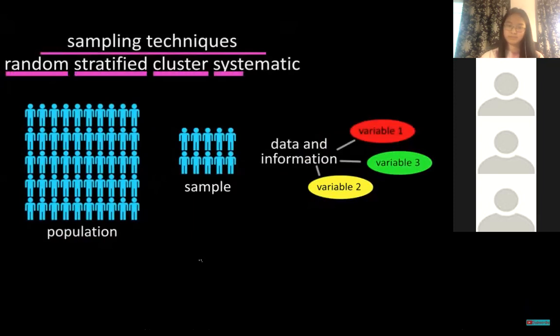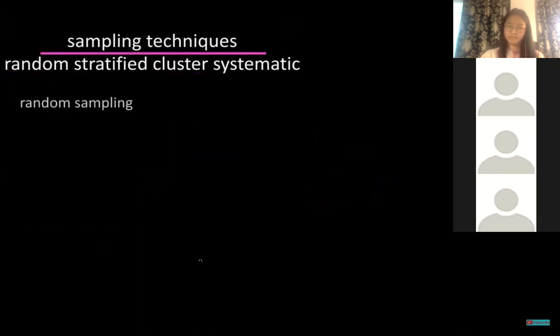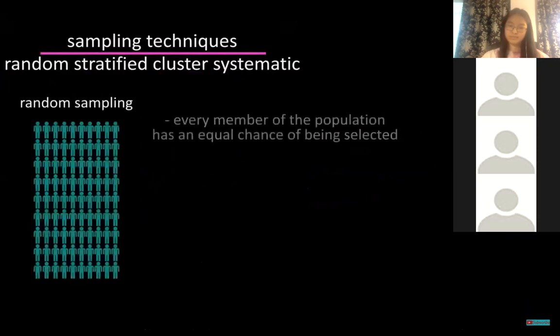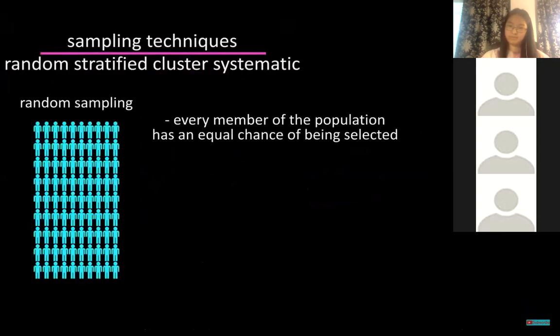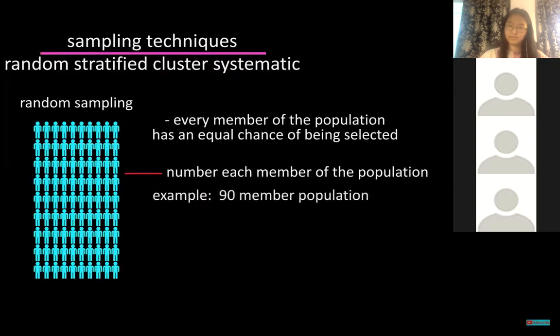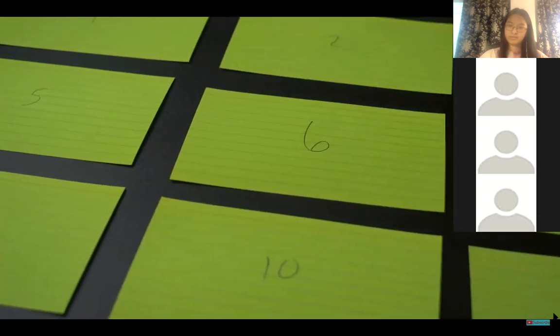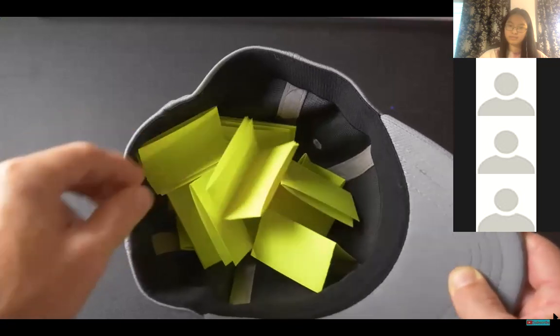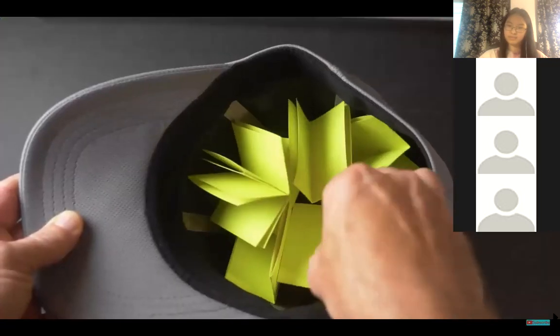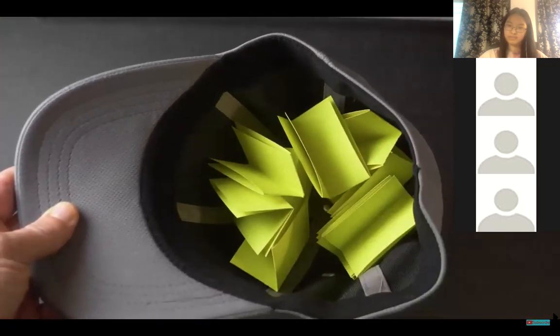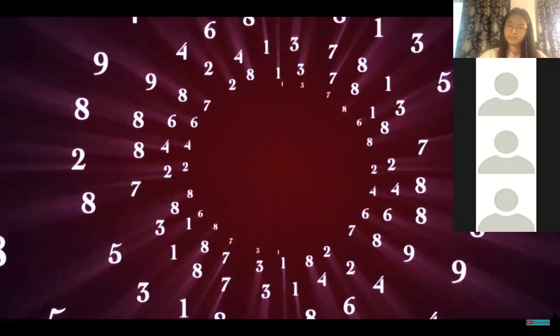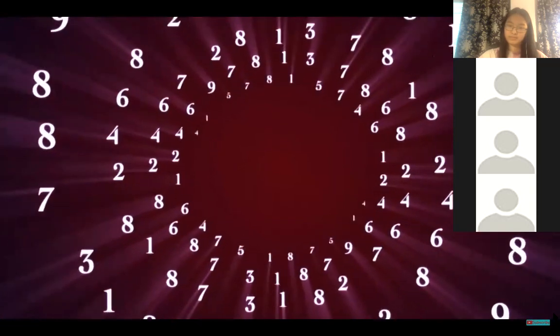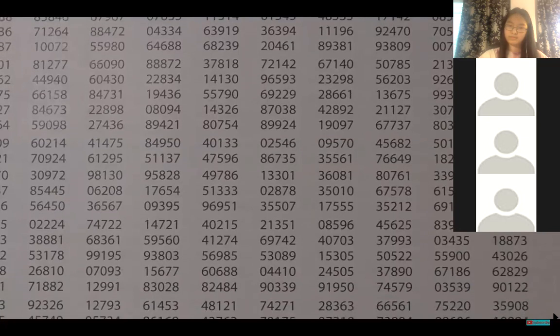sampling, and systematic sampling. A random sample is a sample where every member of the population has an equal chance of being selected. There are a few different ways to do this. The researcher could number each member of the population. To keep it simple, say a population of 90 members. He or she could then place numbered cards 1 through 90 in a hat or bowl or mixer and select as many cards as needed to complete the sample. Or they could use a calculator or computer to generate random numbers. Or they could use a random number table like this one.